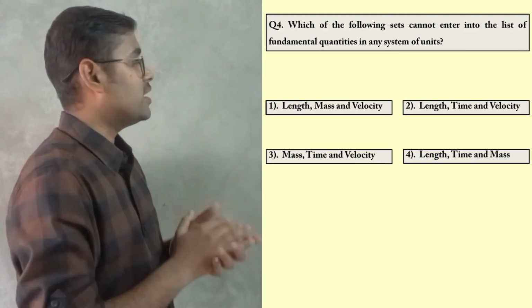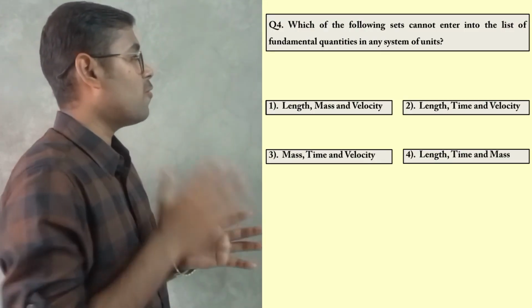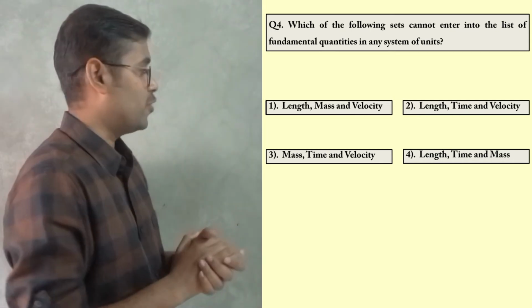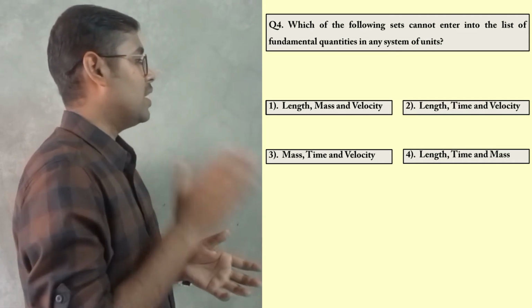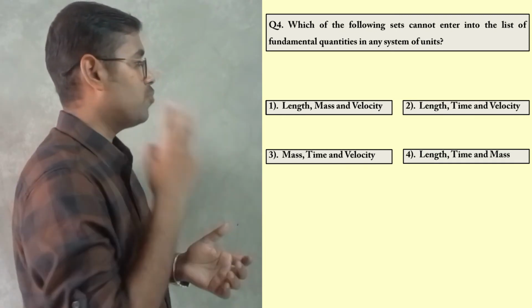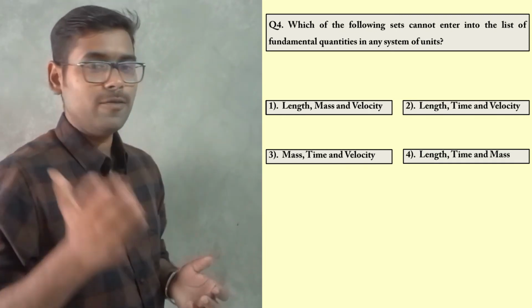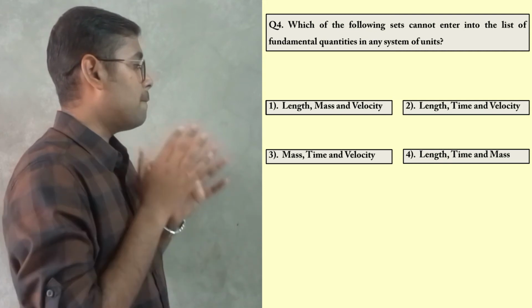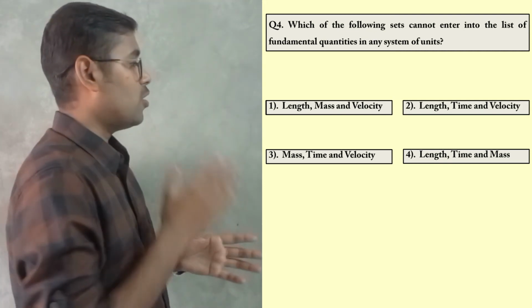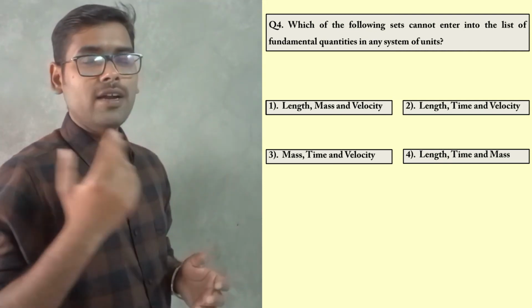Which of the following sets cannot enter into the list of fundamental quantities in any system of units? Option number 1, length, mass and velocity. Option number 2, length, time and velocity. Option number 3, mass, time and velocity. And option number 4, length, time and mass.